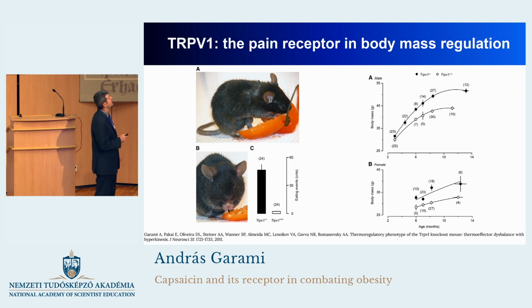And indeed, the cloning of the receptor made it possible to create mice genetically lacking the TRPV1 channel, so-called knockout mice. And if these mice were offered habanero chili, they could eagerly consume it, even the hottest parts, the vessels and the seeds, without the sensation of pain.